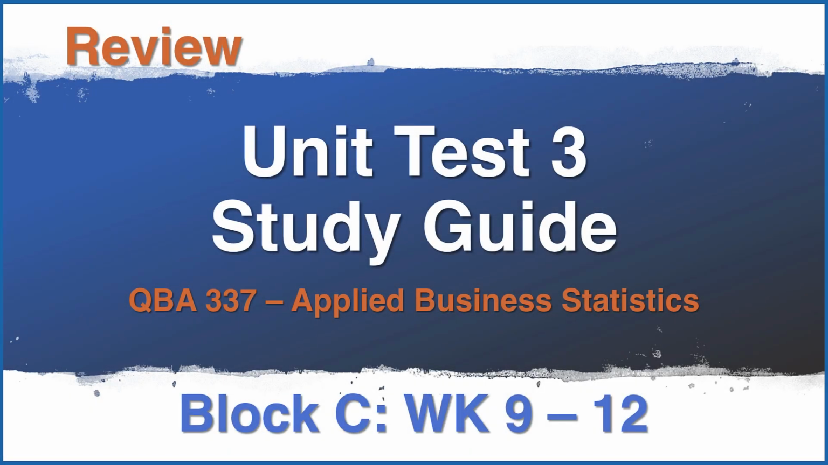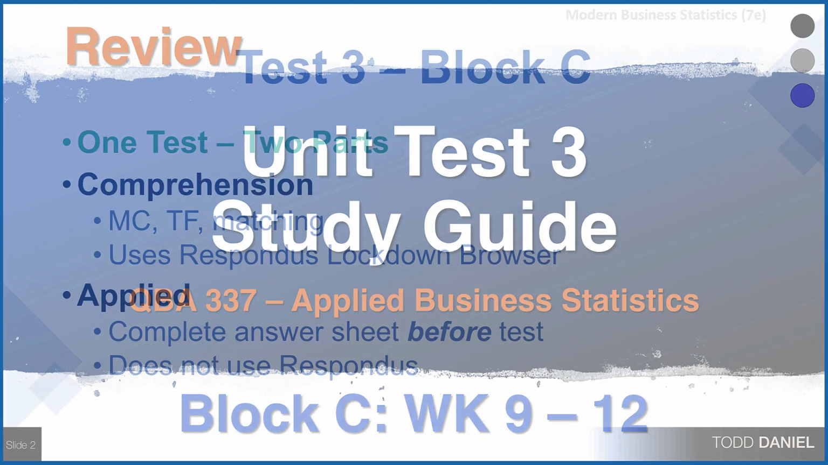We are ready to begin reviewing for Unit Test 3. This is the end of Block C, which runs from weeks 9 to week 12. The test is due at the end of week 12, Sunday at midnight. However, you do have until the end of week 13 before we reach the hard deadline, at which time all Block C assignments and Unit Test 3 should be complete.